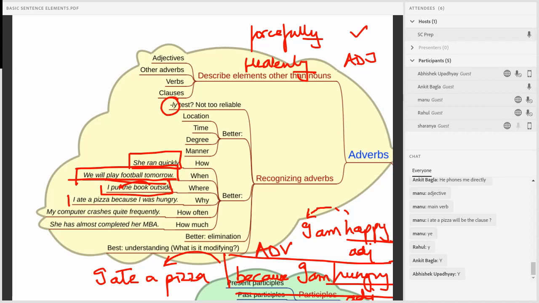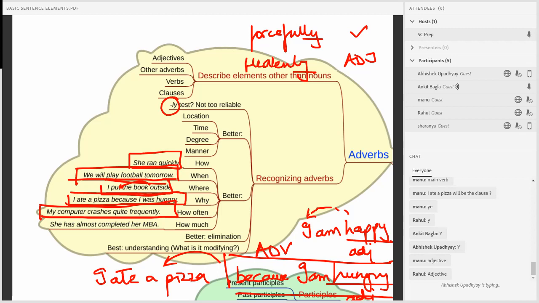It is frequently. Okay, what is it describing? It is describing how often the computer crashes. My computer crashes quite frequently. Actually, quite frequently will be an adverb. Very good. But within quite frequently, do you want to take a guess on what quite is or not sure?